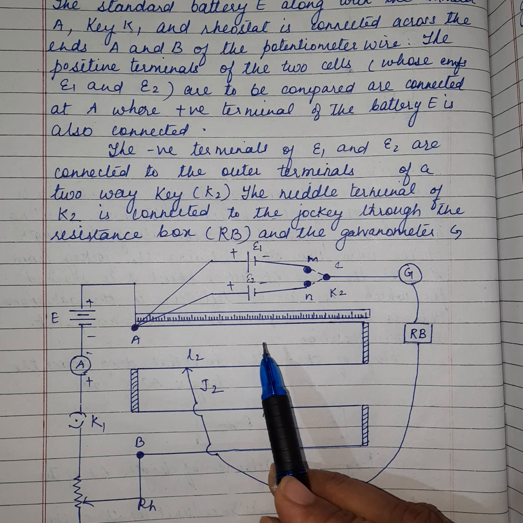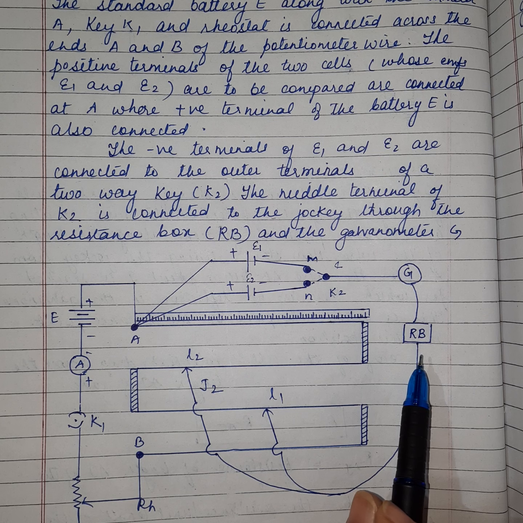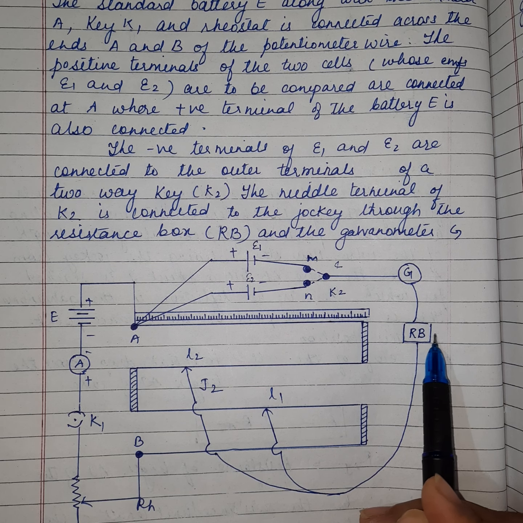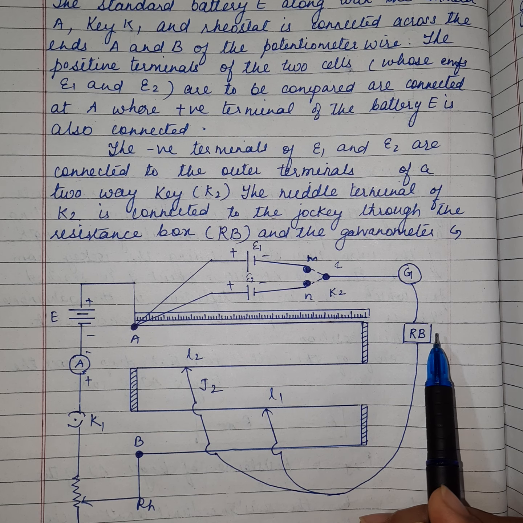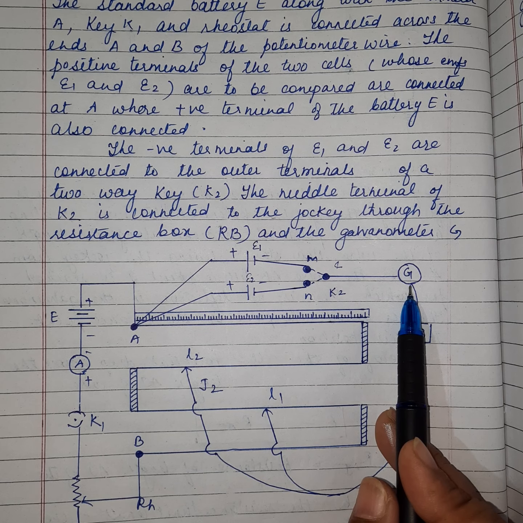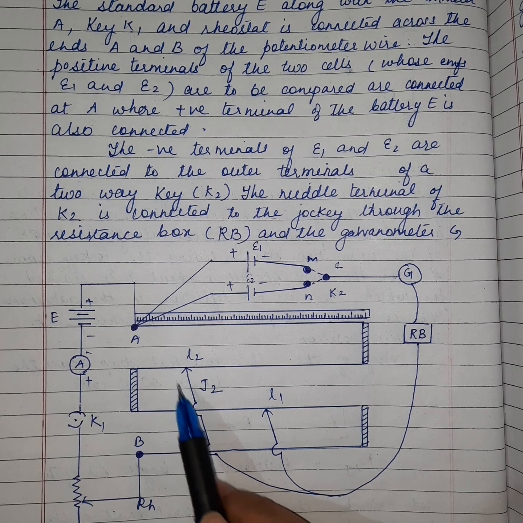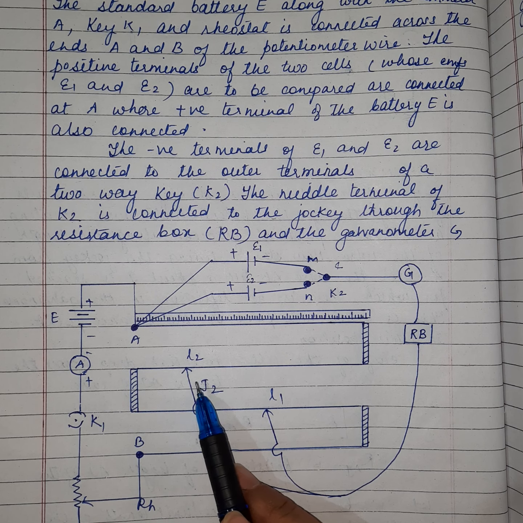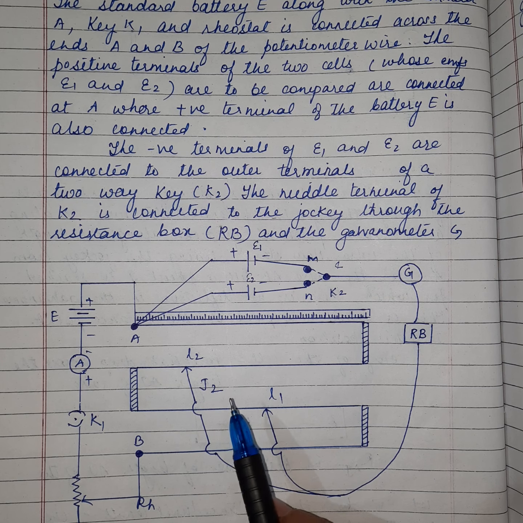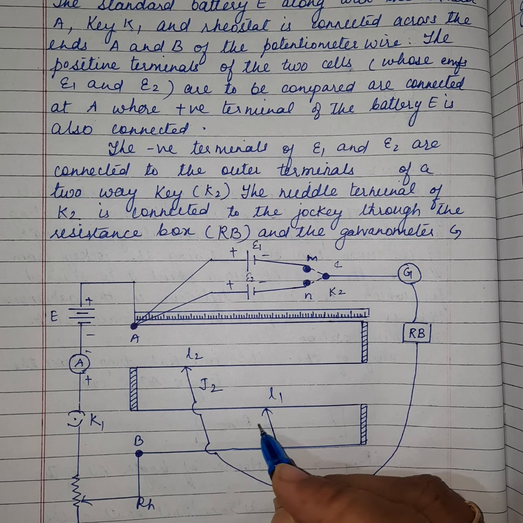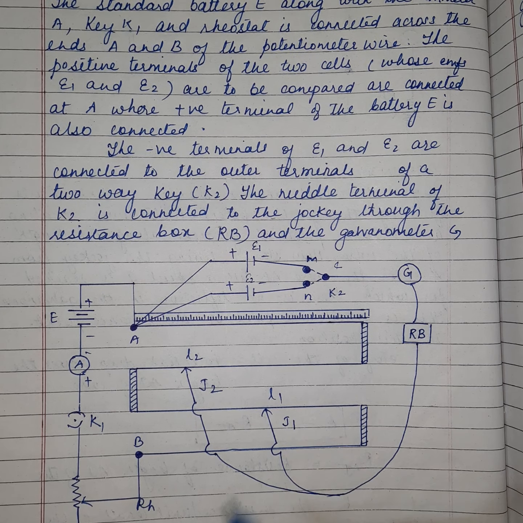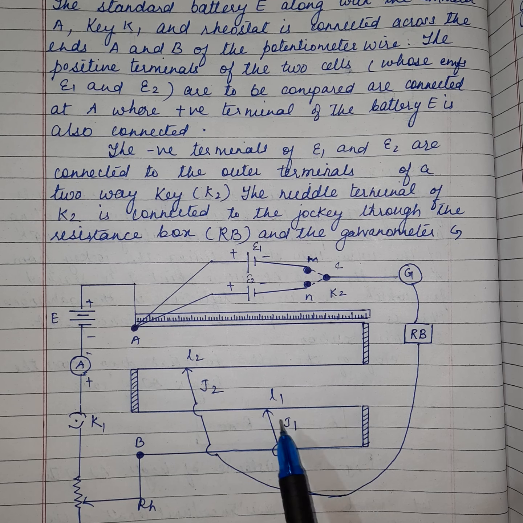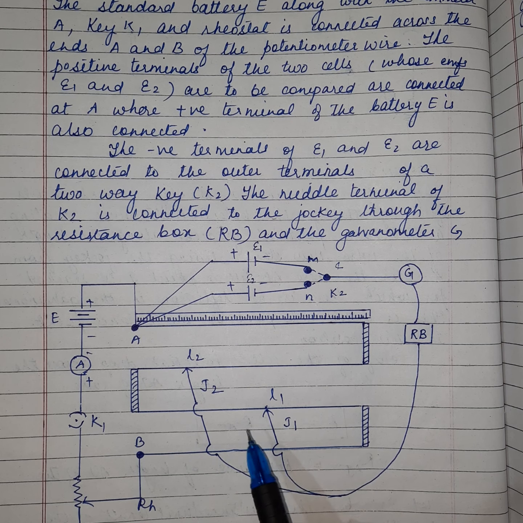Now we'll adjust the resistance of the resistance box. We'll increase the resistance so that a large current does not flow through the galvanometer, right? Now we'll start sliding the jockey over the potentiometer wire till the null point or balance point is obtained. Suppose this null point is obtained at J1, so this length AJ1 will be equal to L1.